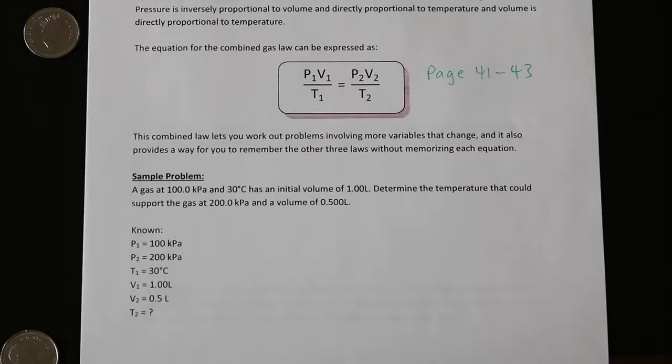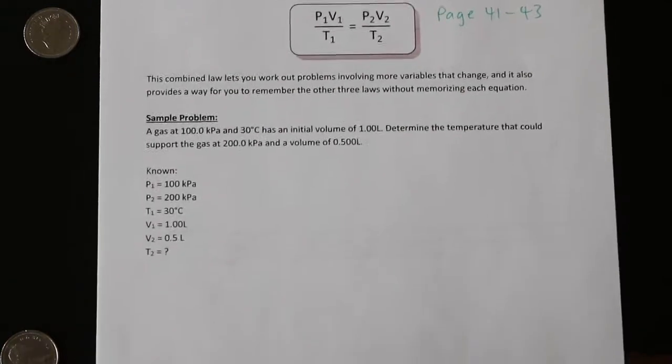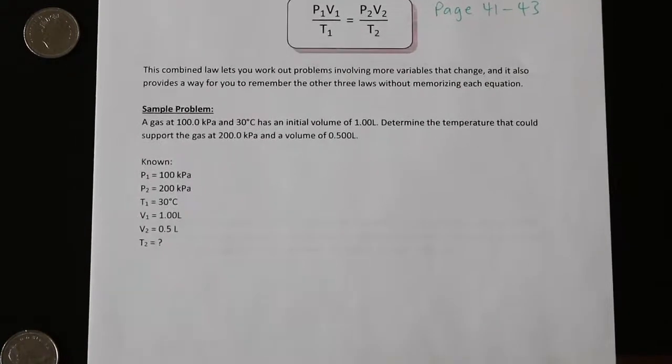Okay, so let's look at a problem where we can use this equation. If we look at the sample problem, it says a gas at 100.0 kilopascals and 30 degrees Celsius has an initial volume of 1.00 liters. Determine the temperature that could support the gas at 200.0 kilopascals and a volume of 0.500 liters.